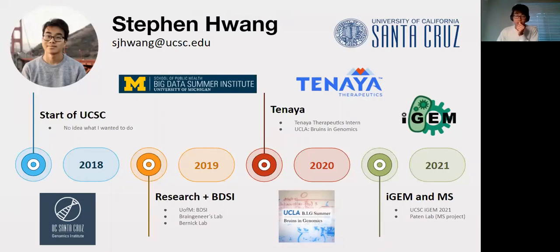computational focused. So I've attended two different summer research programs. One at the Big Data Summer Institute in the School of Public Health at the University of Michigan, and that was in person between my freshman and sophomore year. And then this previous summer, I was at Bruins in Genomics at UCLA. Both were computational projects. One was doing a bulk RNA-seq deconvolution of cancer patient tumor tissues and doing survival analysis on that. And the UCLA program was doing a convolutional neural network for structural variant calling.